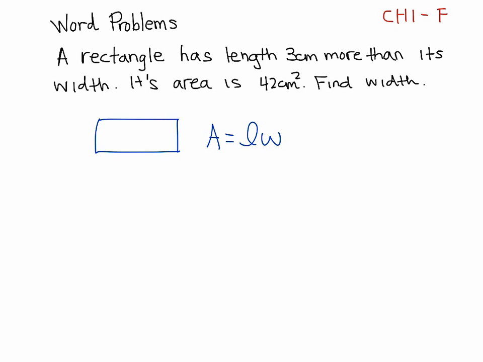Length is 3 centimeters more than its width. So if we let the width be x, then the length will be x plus 3. Area is length times width, so x plus 3 times x is equal to the area, which is given to us as 42.